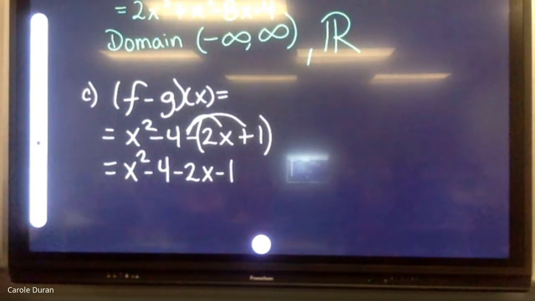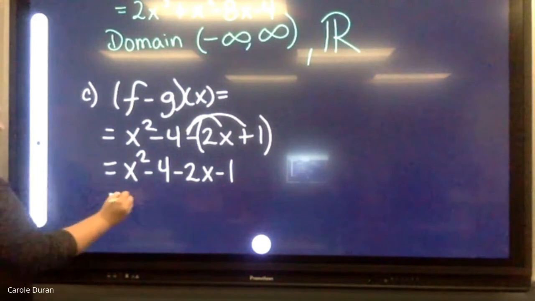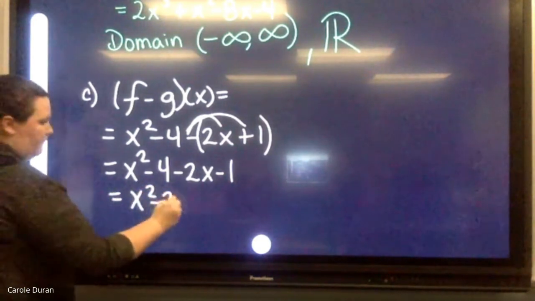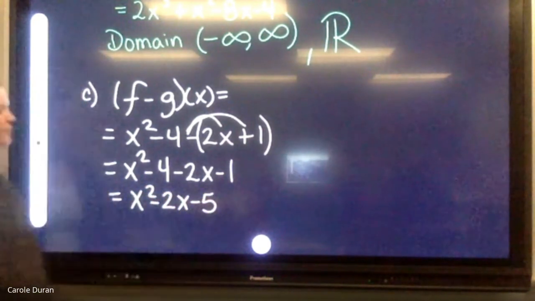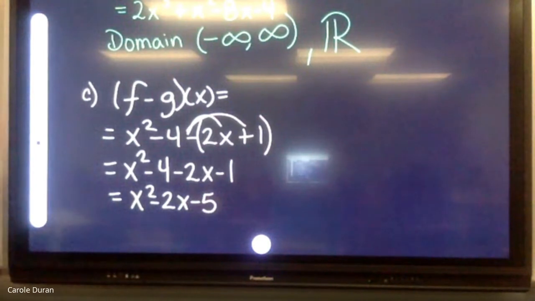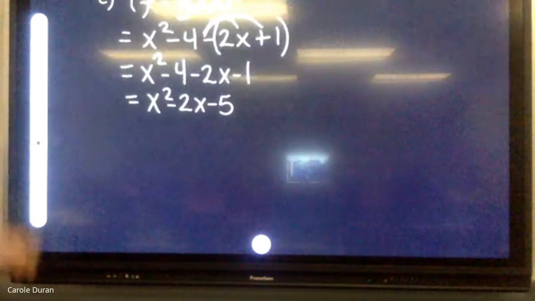And then what would I do, Brandon? Okay, what would you simplify? Make the negative 4 and negative 1. Perfect. He put the negative 4 and the negative 1 together, and we would get x squared minus 2x minus 5. Anybody have any major issues with that one?